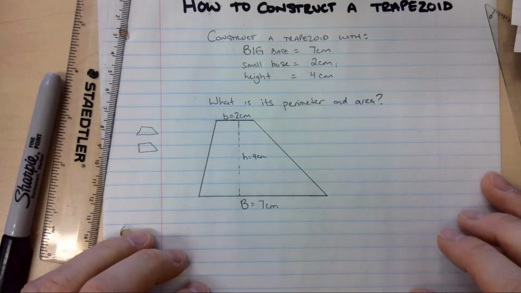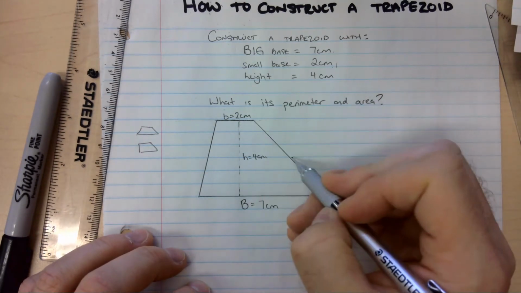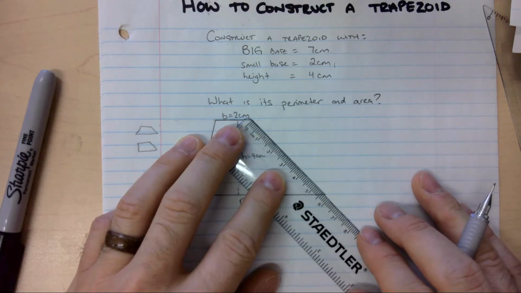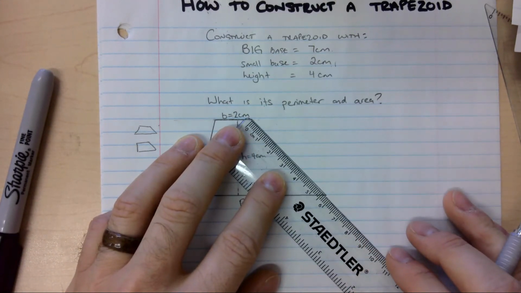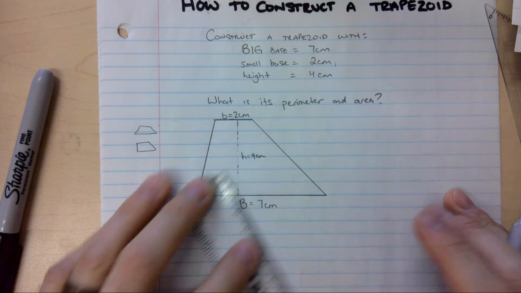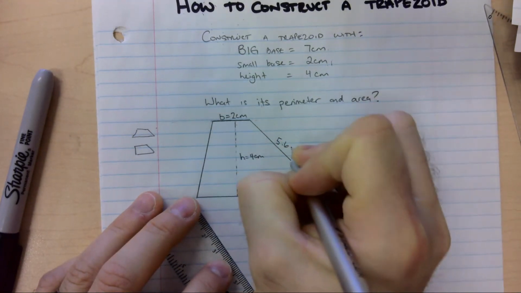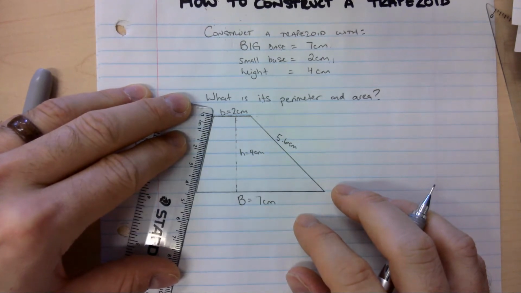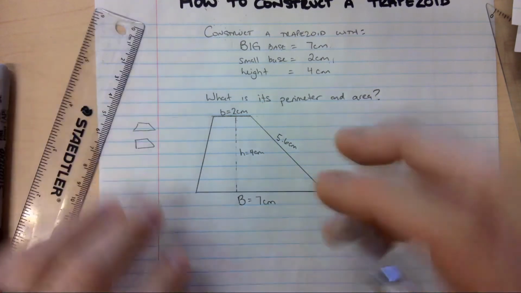So, okay. Problem is, I can't find my perimeter without my two side lengths, so I'm going to measure and label those two side lengths. Sometimes we call these the legs of our trapezoid, believe it or not. This was 5.6 centimeters. And this is 4.3 centimeters.